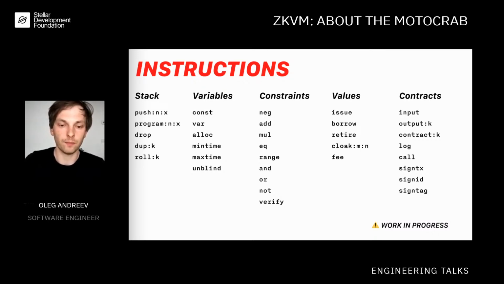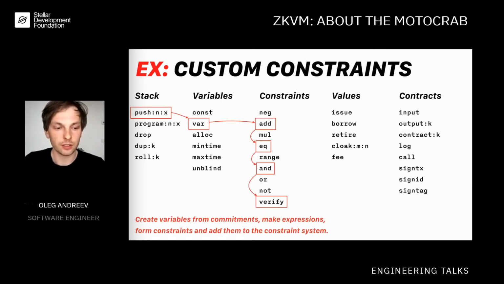And this sequence of operations will be not just a list of them, but actually manipulating those values on the stack behind the scenes. So here's an example. Let's say you want to make a custom constraint to do something about it. So you start with pushing some numerical value on the stack, instantiate a variable out of it that creates the variable inside the constraint system.